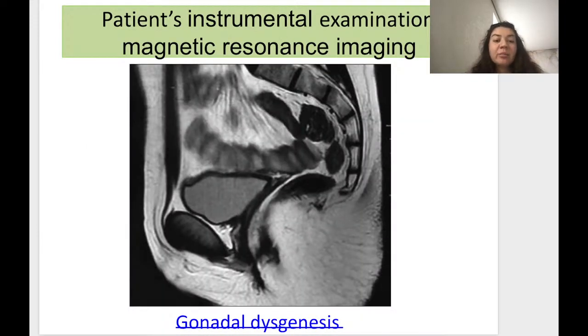One more example, MRI with gonadal dysgenesis. It is an MRI of a child, and due to this gonadal dysgenesis, there is obstruction of the urinary tract.